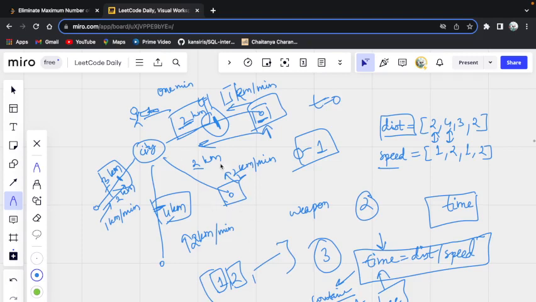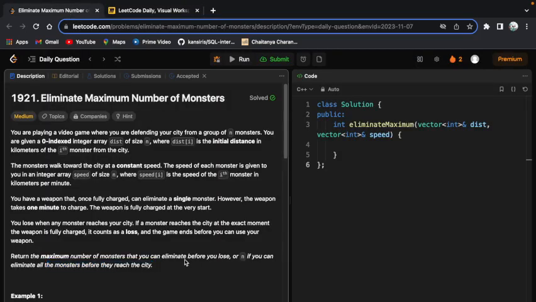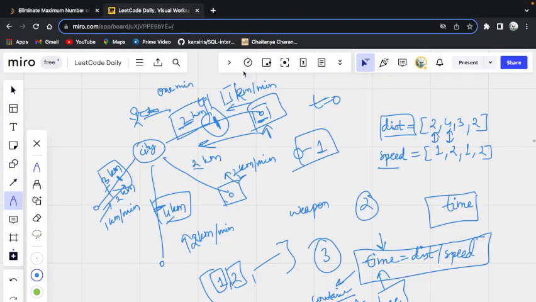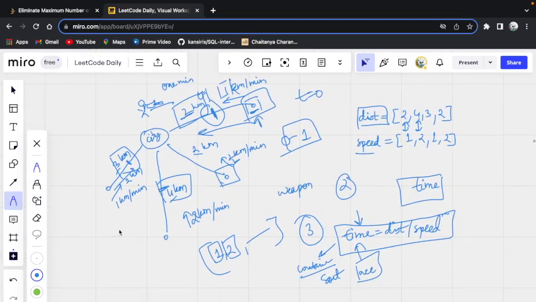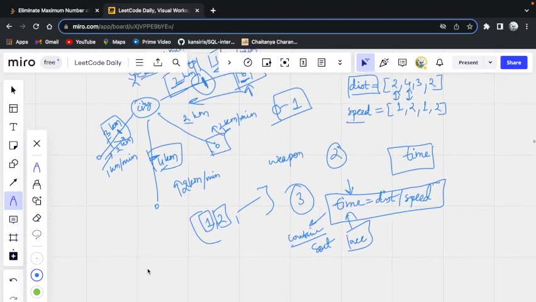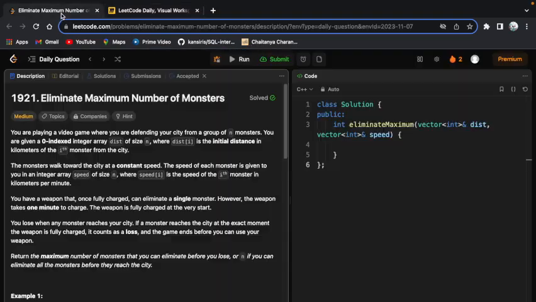So now I hope you have understood how we are going to solve this question. Now another thing to note here is that although the distance and speed are going to be integers, when you calculate time, it can be a fractional value. So what to do in that case, right? So do we need to include fractions here? Not at all. So what we are going to do is, let's consider this test case here.